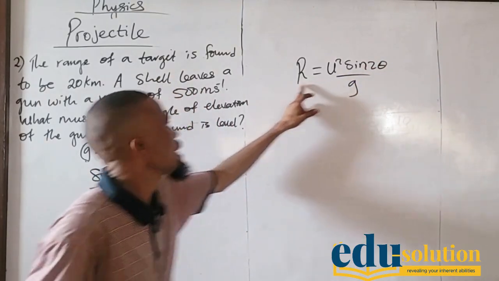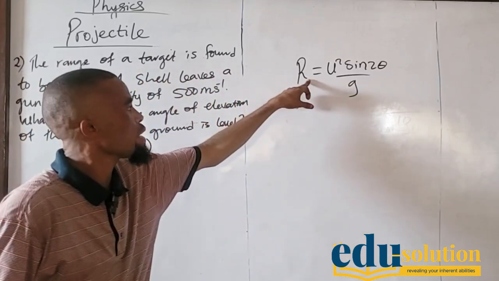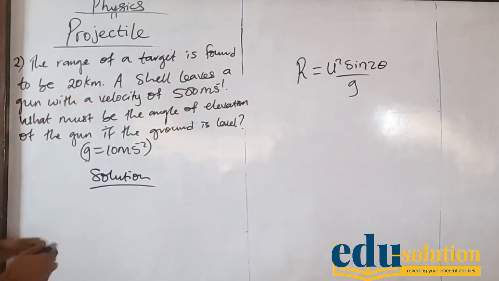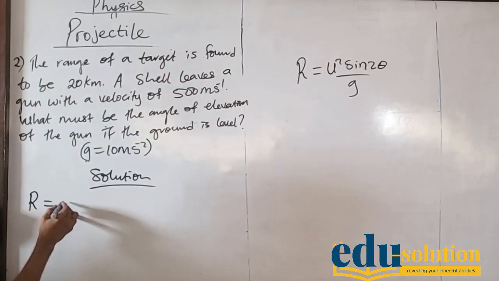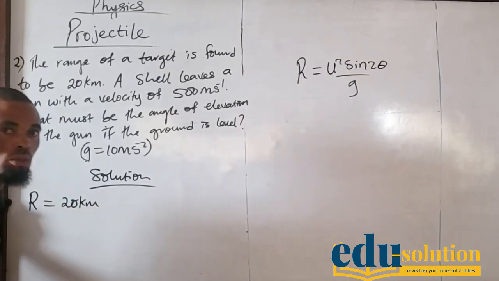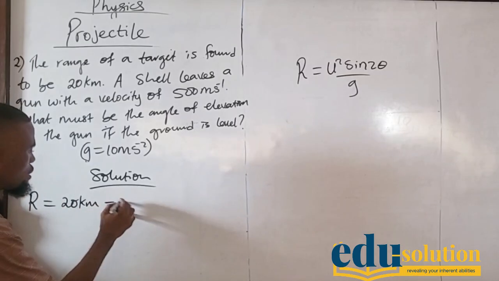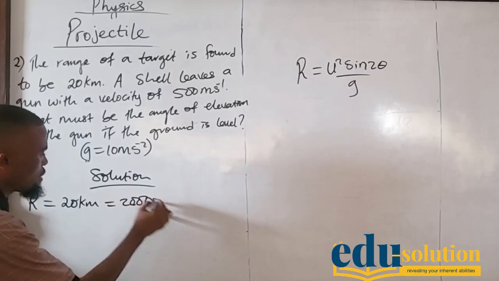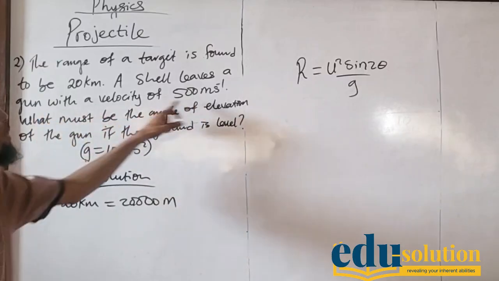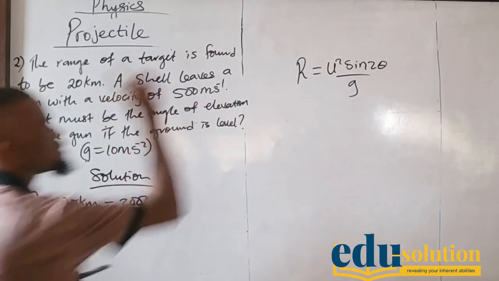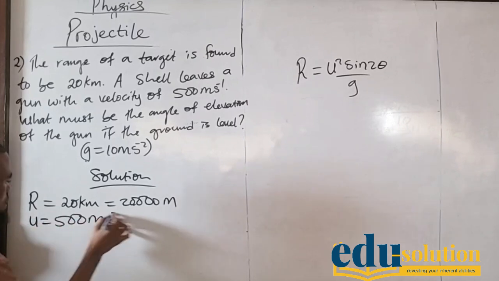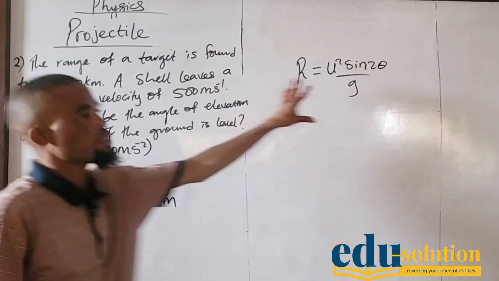Now the question is saying the range, that means R here is equal to 20 kilometers. Don't forget, this is not the unit, we convert to the real unit, which is meters. So we are having 20,000 meters. Okay, let's go again. A shell leaves a gun with a velocity of 500. So that means the velocity u is equal to 500 meters per second. So now we are using this formula, and that's all.